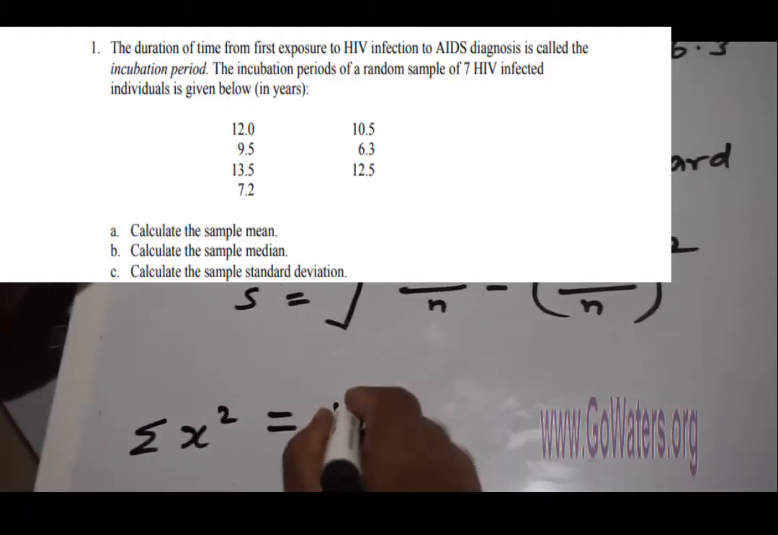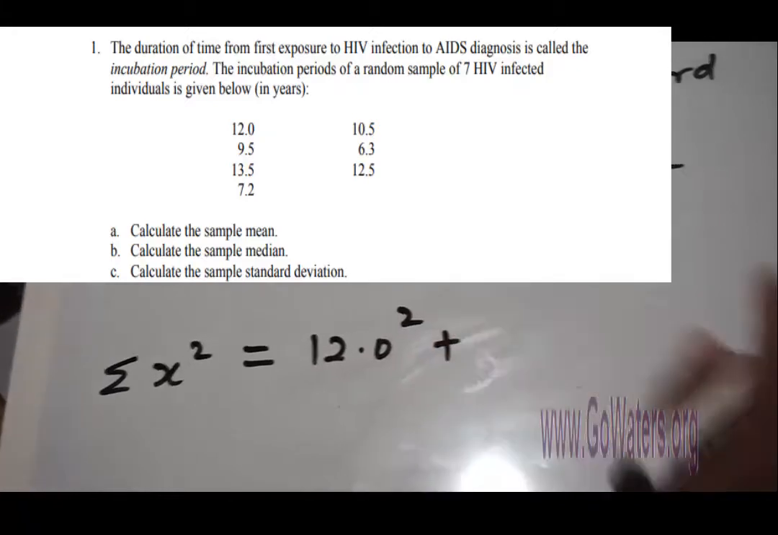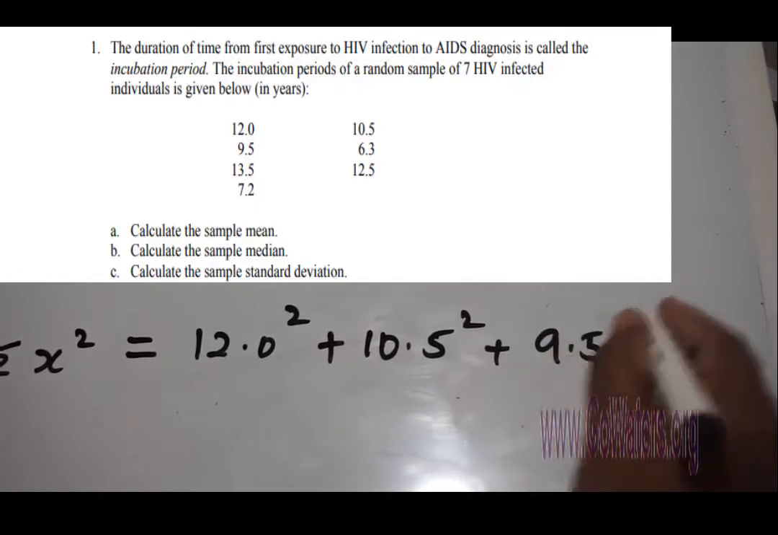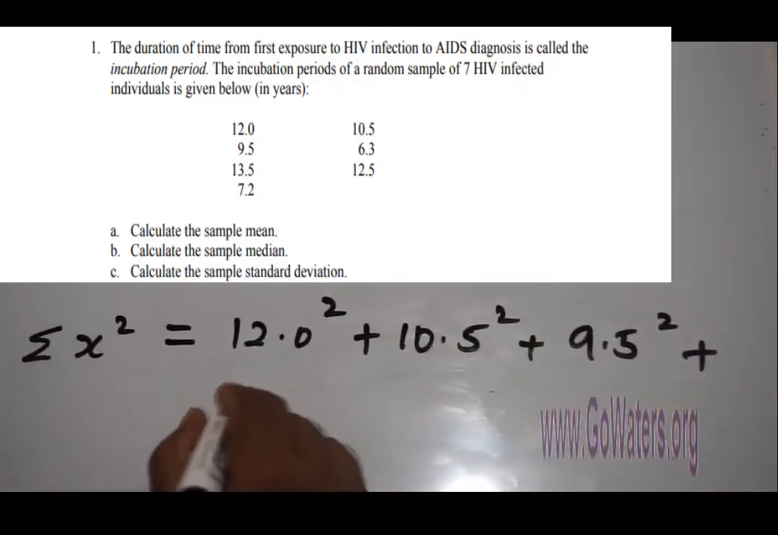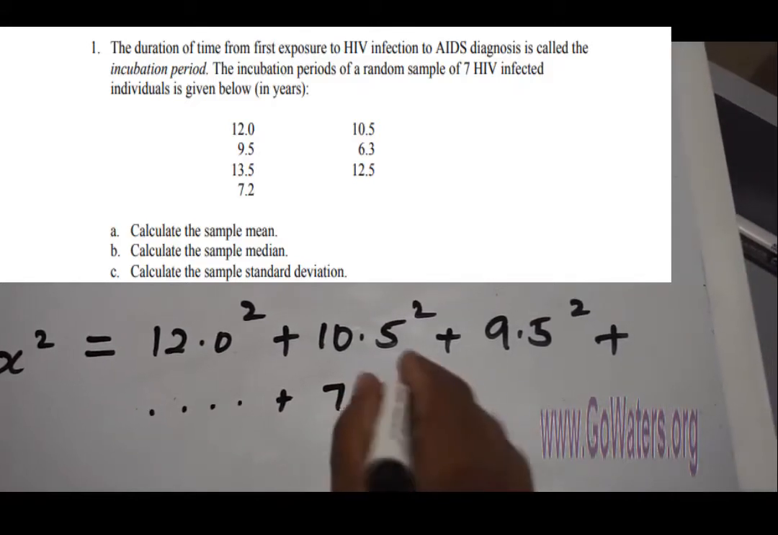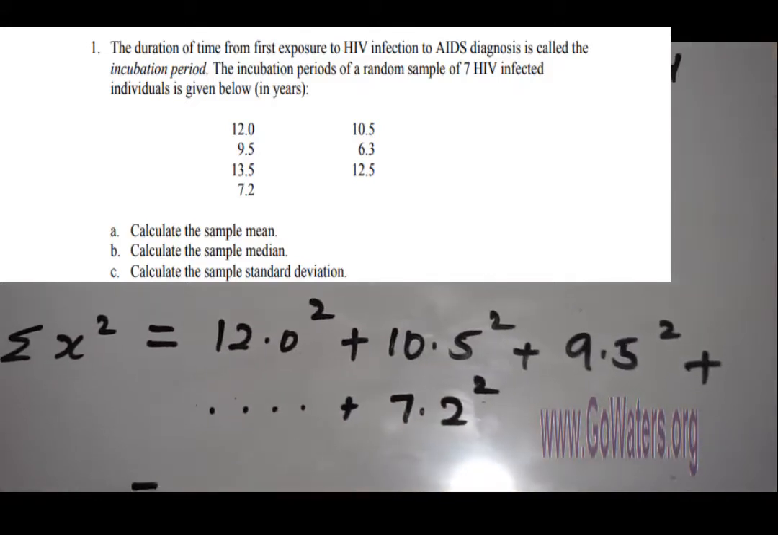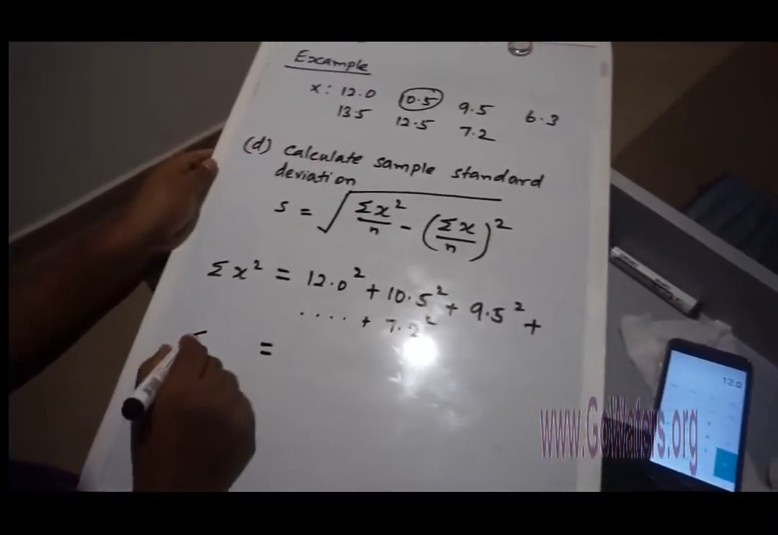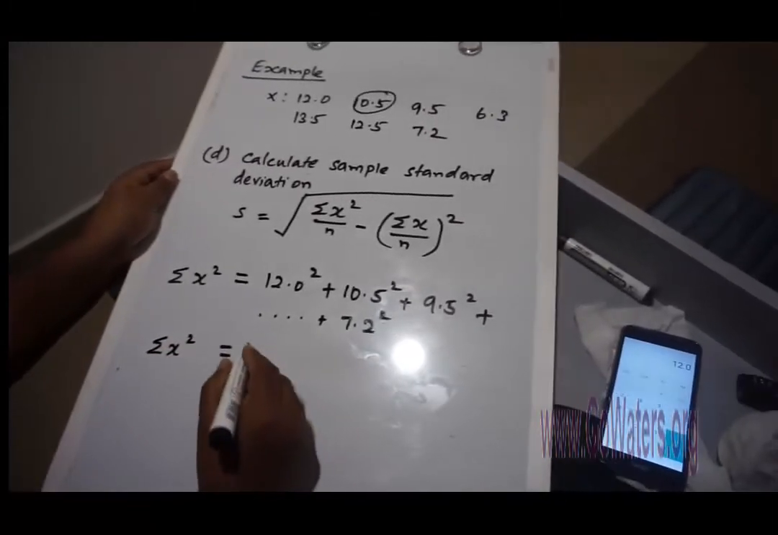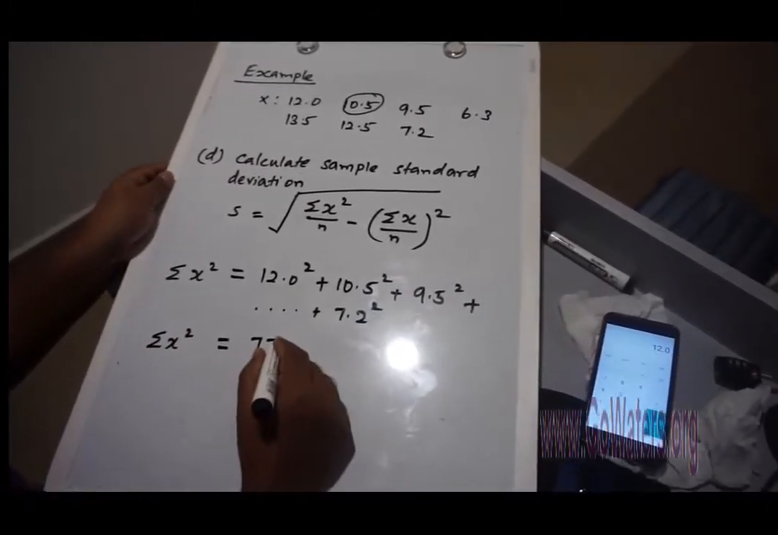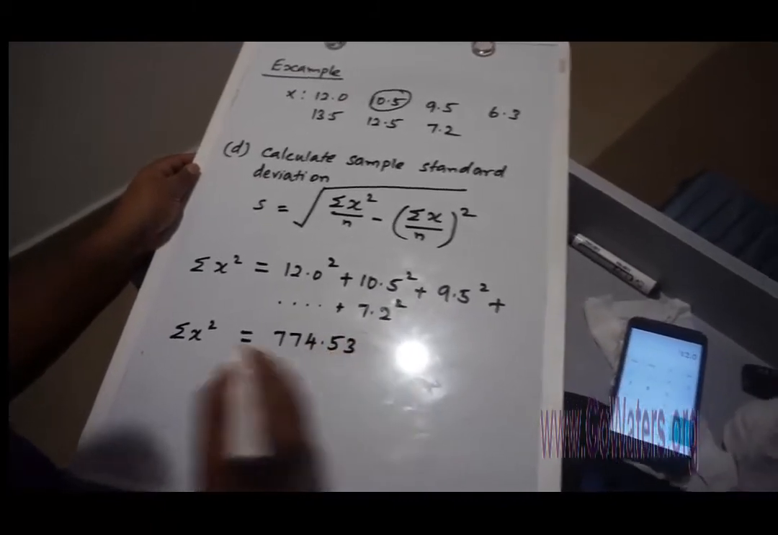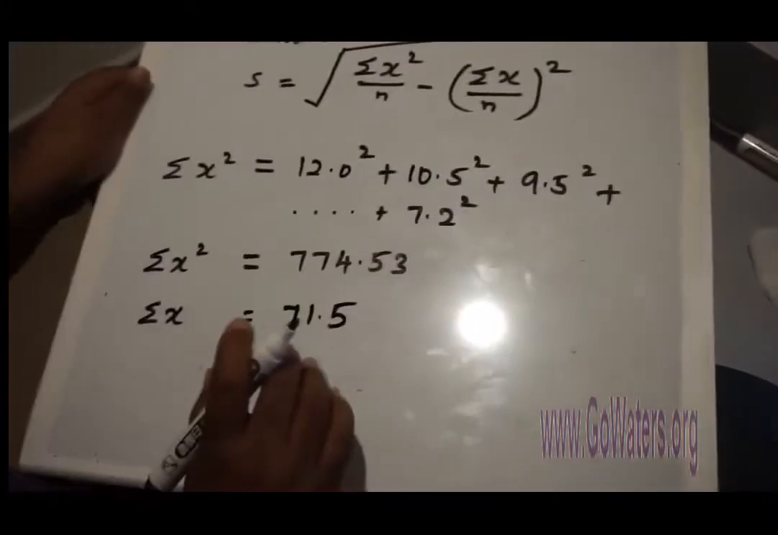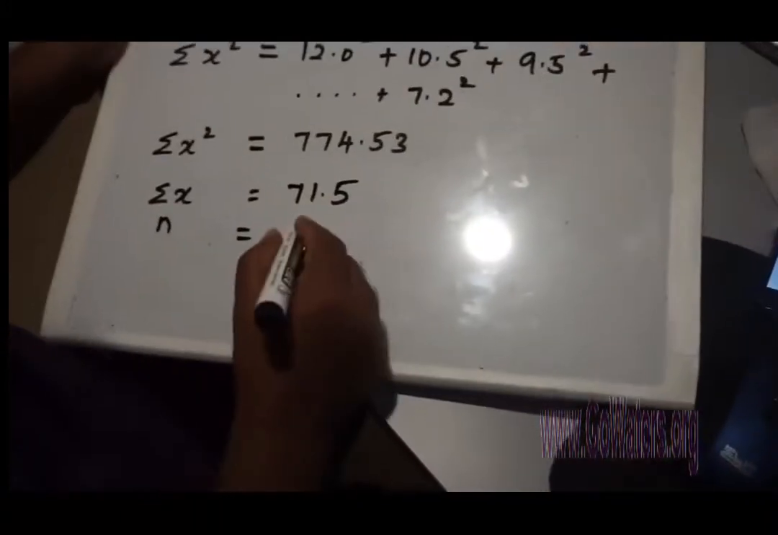So that is 12.0 square plus 10.5 square plus 9.5 square plus etc., plus 7.2 square. So what is this value that comes? So now the summation x square gives you 774.53, and summation x equal to, so now plugging in, and n equal to 7.